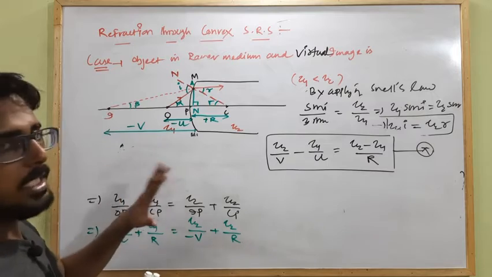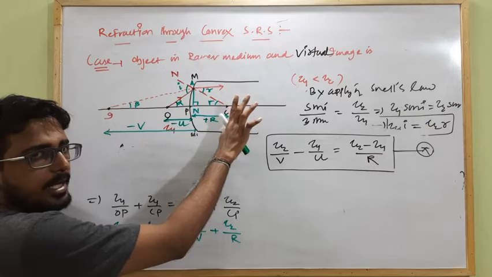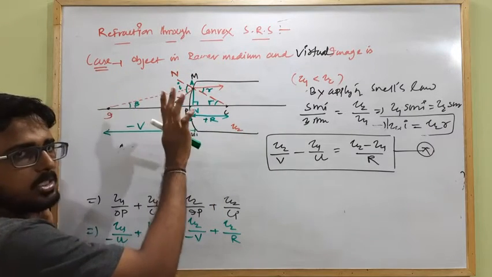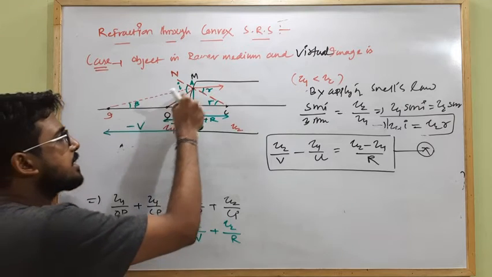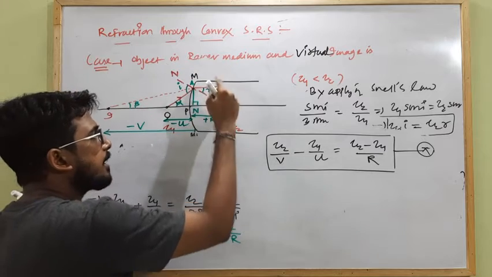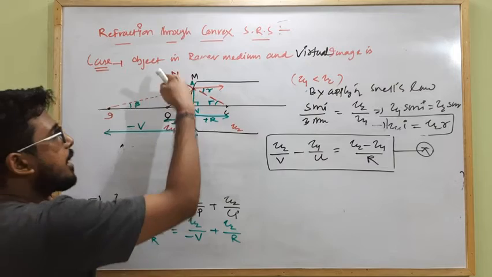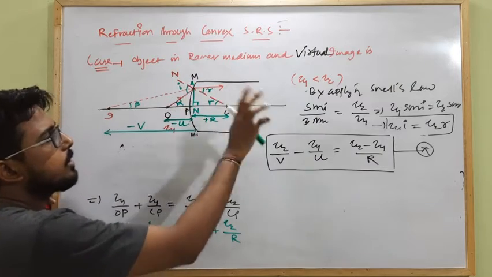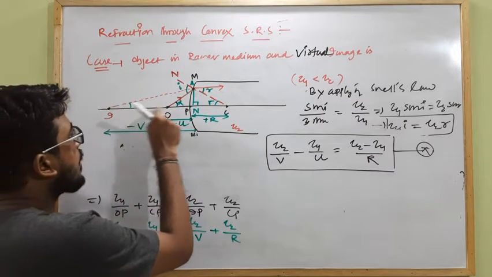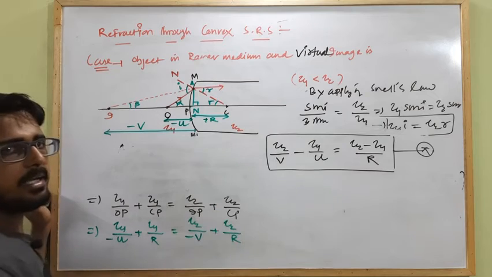In both the cases, you have to remember that first of all we have to draw the ray diagram, then consider the angles i and r. The angle made by the incident ray with the principal axis will be alpha, the angle made by the refracted ray with the principal axis will be beta, and the angle made by the normal or radius of curvature with the principal axis will be gamma. Then in terms of alpha, beta and gamma, we have to express the incidence angle i and refracted angle r.